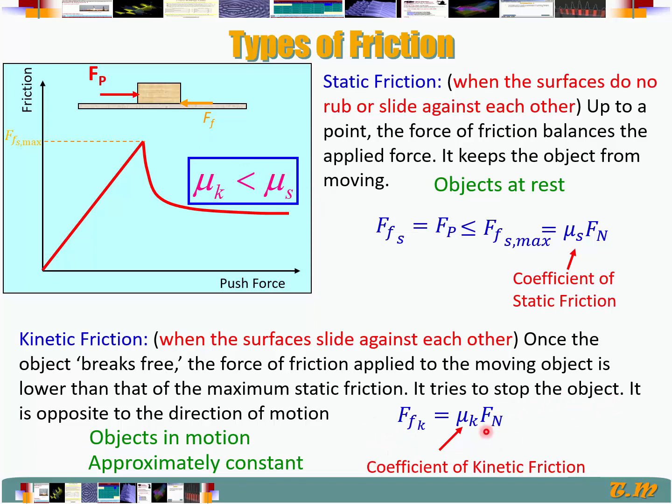The value for the kinetic friction is not like static friction that changes from 0 to a maximum value. It's going to be essentially constant. And in magnitude, that kinetic friction force is given by the coefficient of kinetic friction times the normal force. And again, that coefficient of kinetic friction is smaller than the coefficient of static friction.